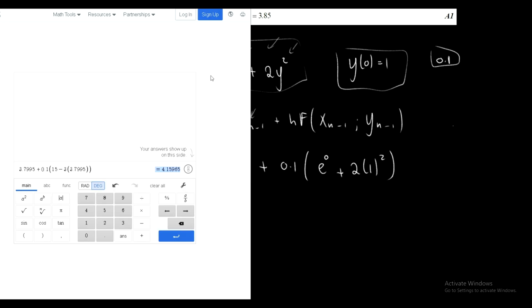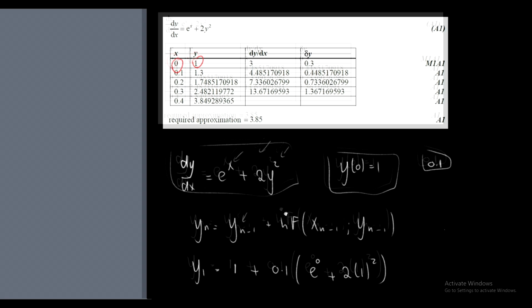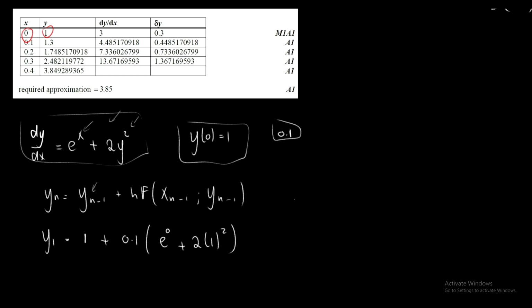How's it gonna work? Okay, what was it? 1 plus... okay, so look at that. We get 1.3. Look at IB's answer, 1.3. You see that? Boom.